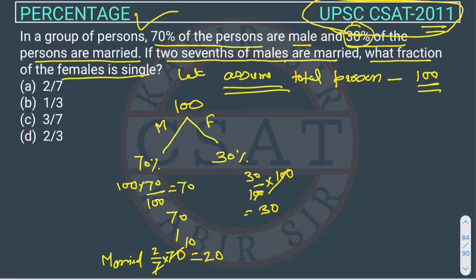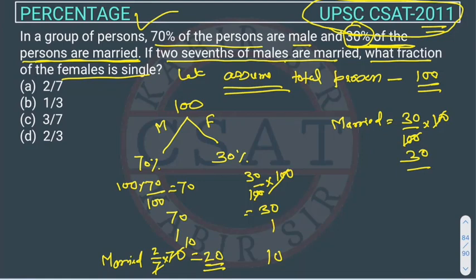So 30% of the persons are married. One more figure is given, that 30% of the persons are married. How many married people are there? 30% of total, we assumed 100. So there are 30 married people. Okay. So 20 married are male. So the remaining married will be 10, and they will be female.